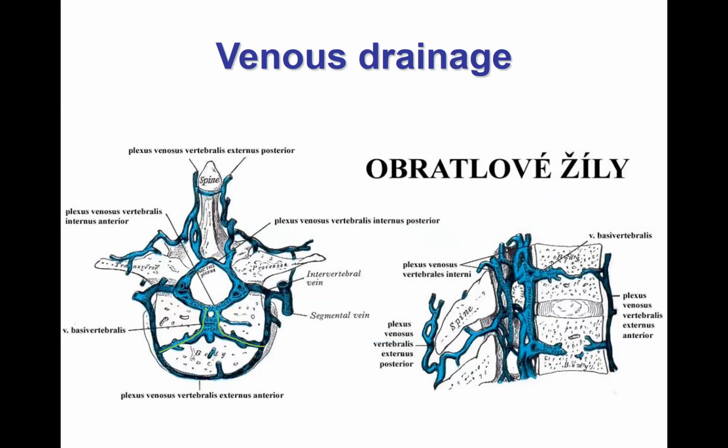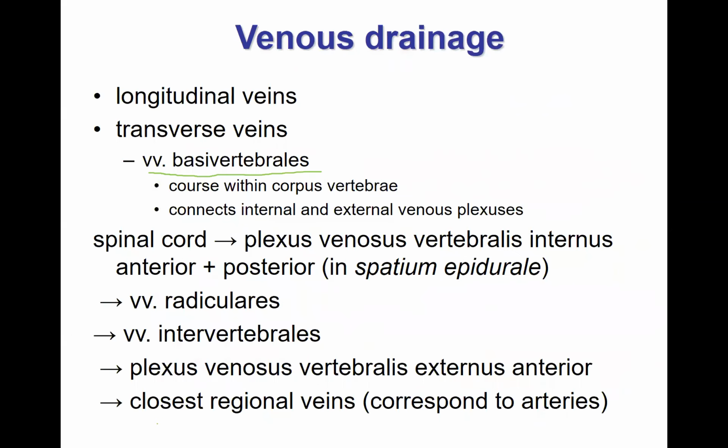And they form plexuses, the internal vertebral venous plexuses, and then the external, the anterior and the posterior one. Or you can see them here: anterior external, anterior internal, posterior internal, posterior external. And they are then connected by the homonymous veins to the arteries. So they are connected to the vertebral veins and azygos, hemiazygos vein and ascending lumbar vein. So they come to the closest regional veins which match the arteries.